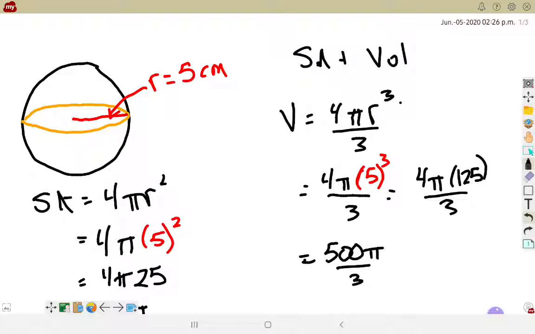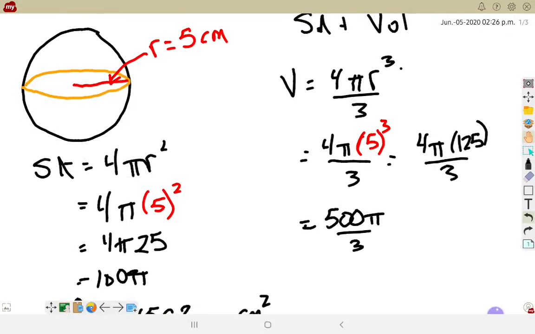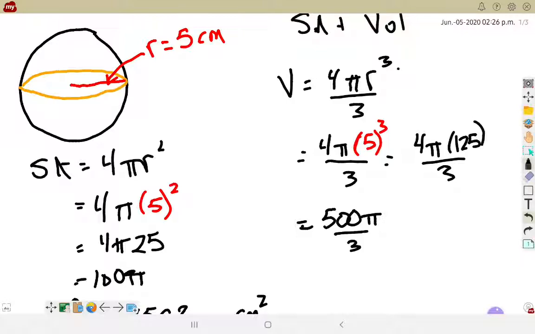But if I was to use the pi button in the calculator and then divide by 3 so that it's nice and exact, I get 523.5988, and then I'm going to stop there, and that would be centimeters cubed. So approximately that's what we get. Okay, so that's surface area and volume of spheres.